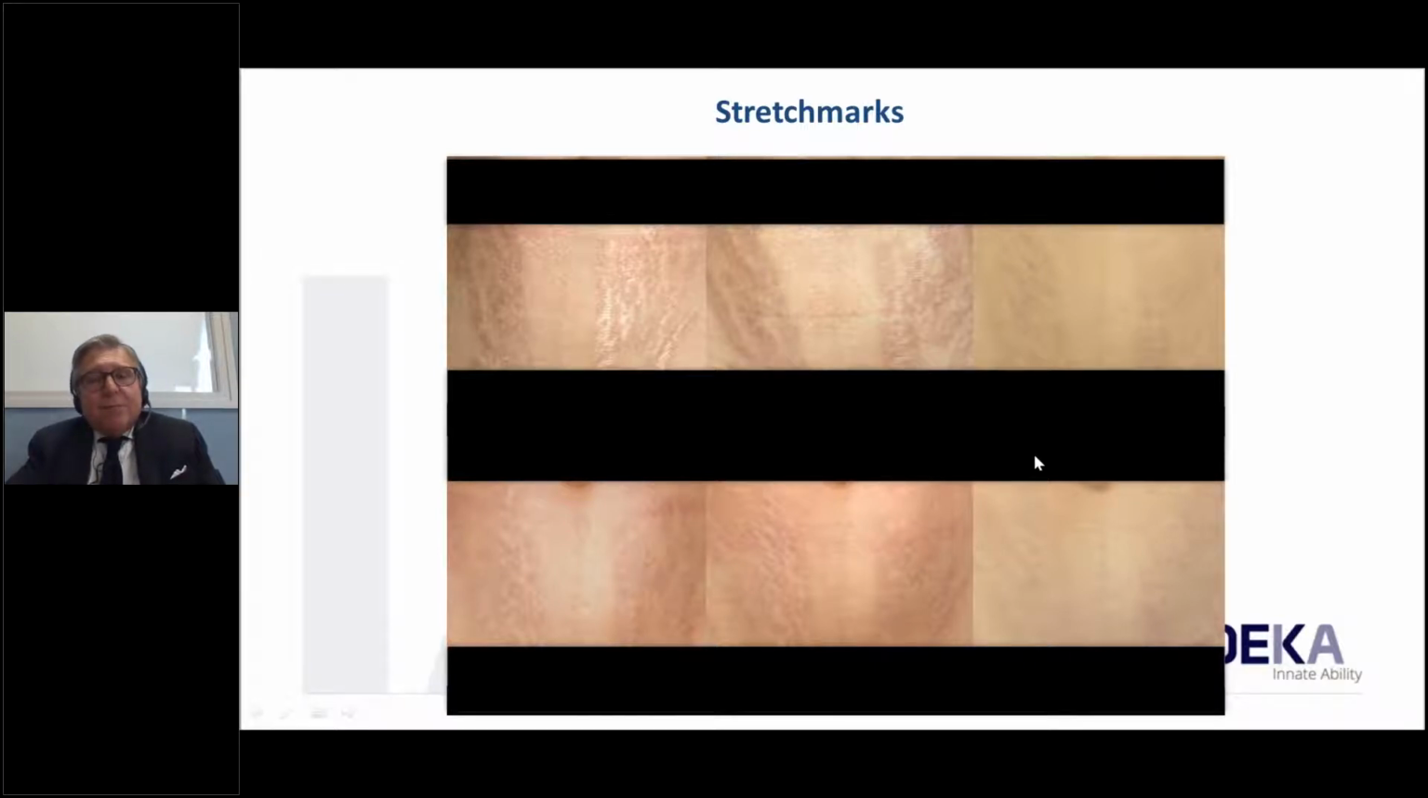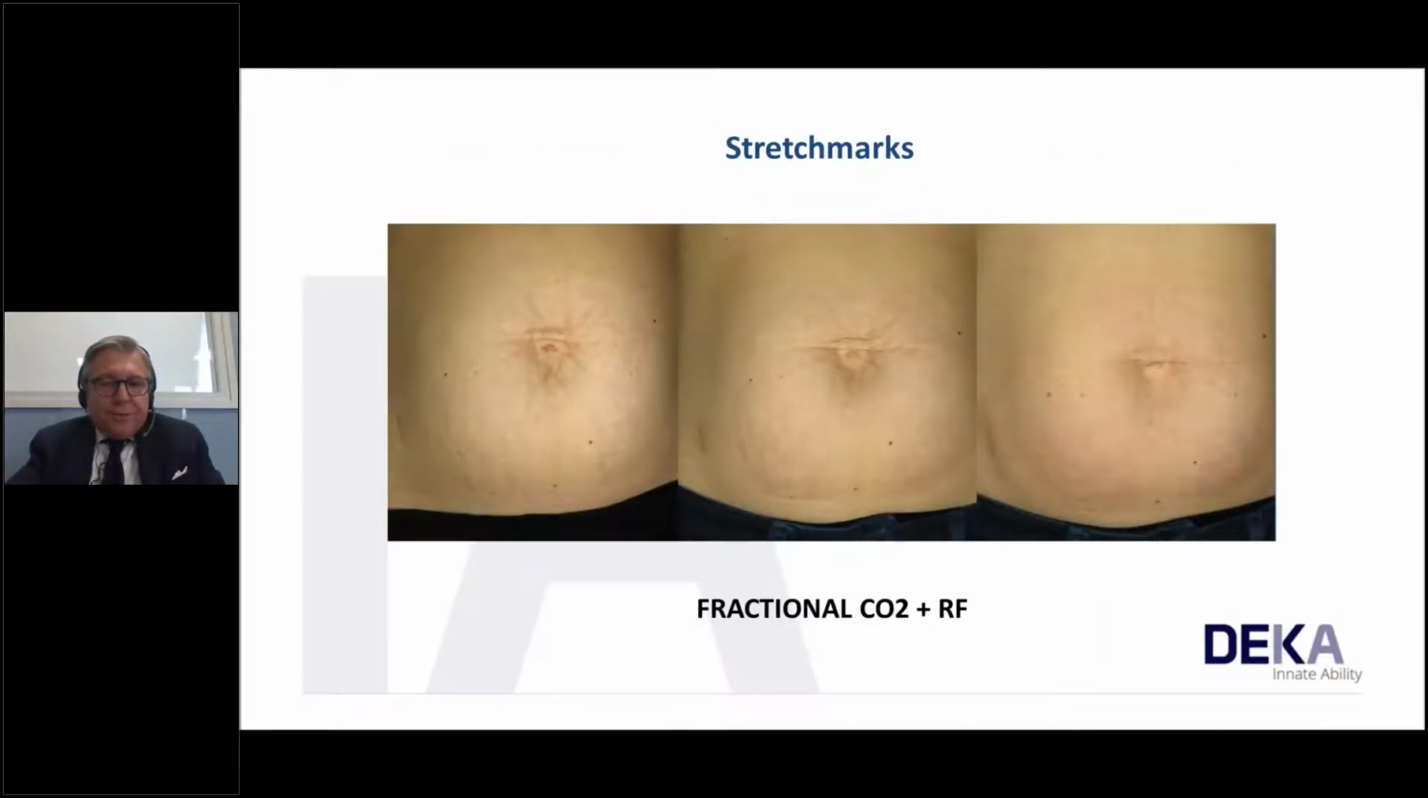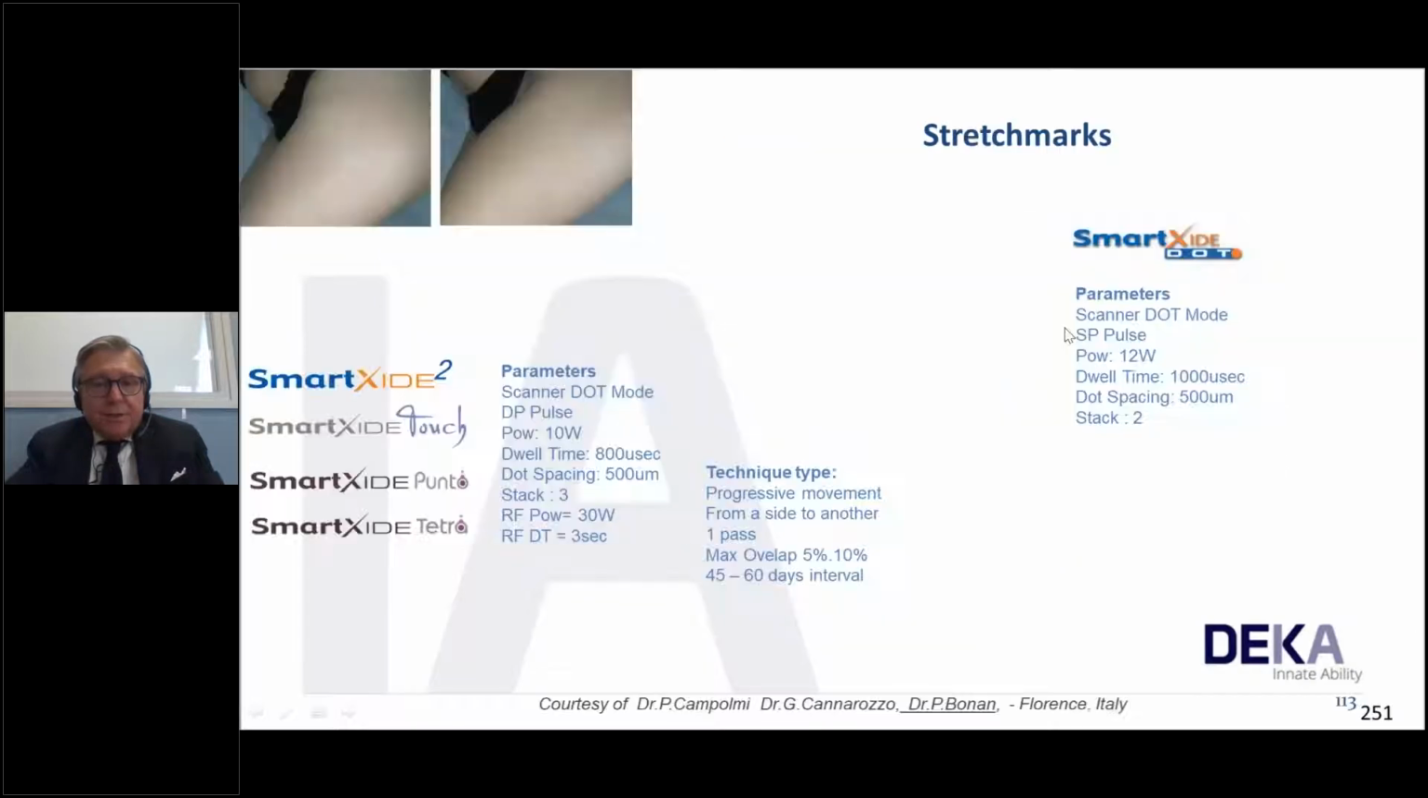Not in terms of complete restoration of the normal skin, but in terms of narrowing the stretch marks so that the final results in terms of appearance is very, very nice, is very good, and the compliance of the patient is very high. This is an example where we have not only the improvement of the stretch marks, but even the increase in the tone of the skin. You can see here in the periumbilical area the results.